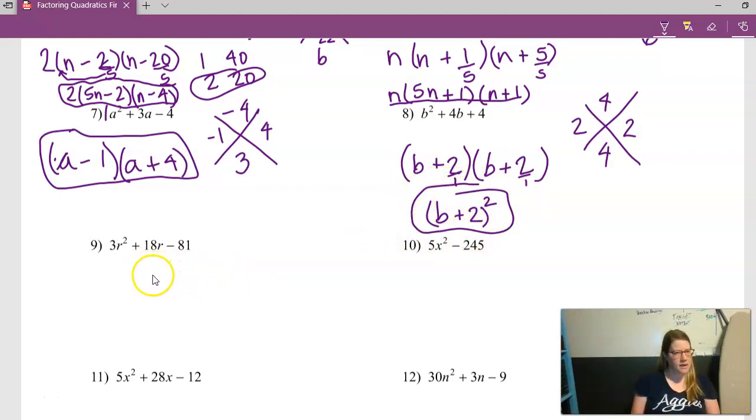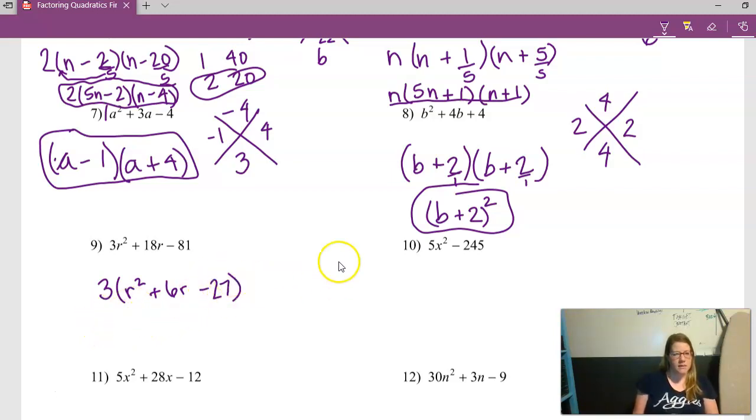All right, looks like number 9 does have a common factor. 3, 18, and negative 81 do have a common factor of 3. So I'll pull a 3 out front first, which will leave r squared plus 6r minus, how many times does it go in? 3 goes in 2, 8. 2 times with 21 left over, so that'd be 27.